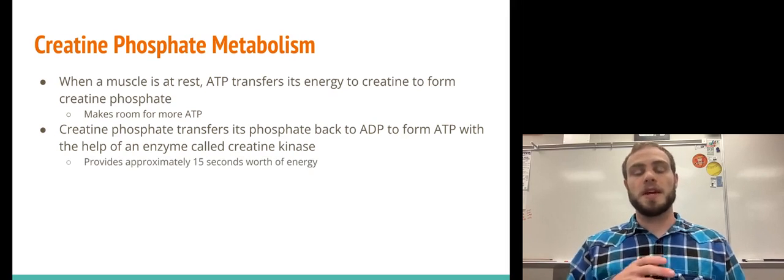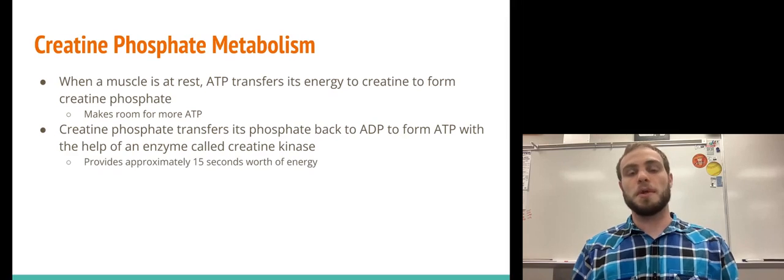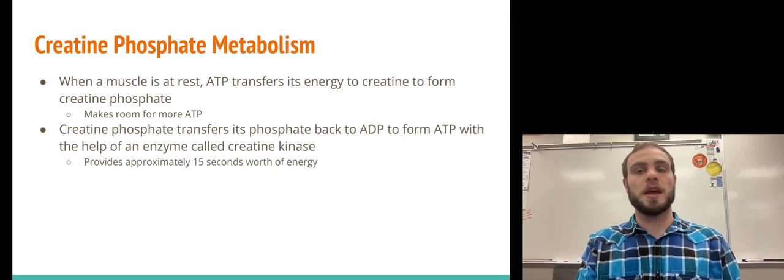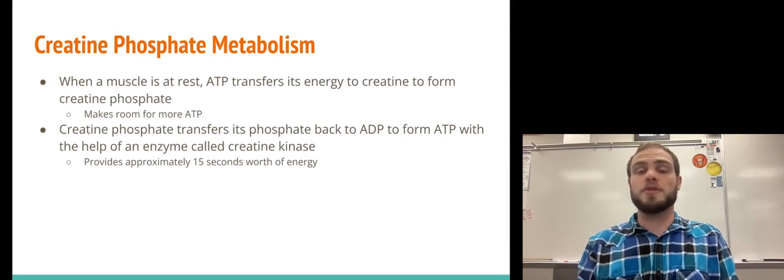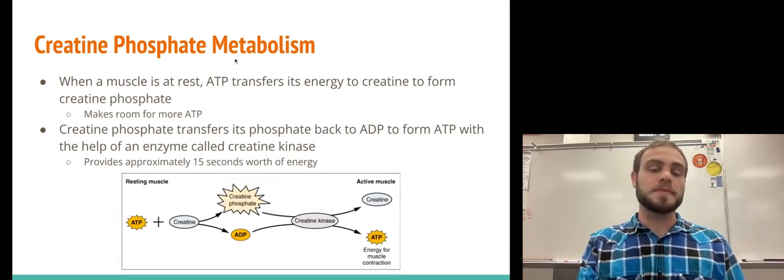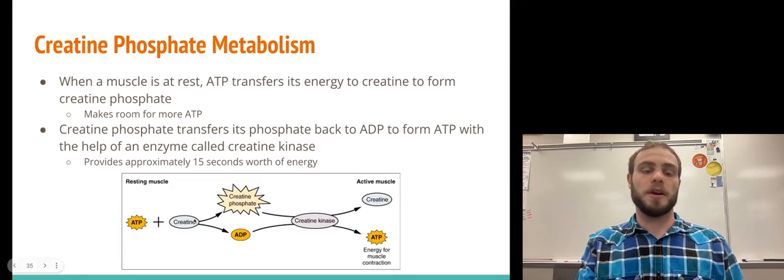So creatine phosphate is how your muscle cells like to store phosphate molecules. And it's going to provide approximately 15 seconds worth of energy for a muscle contraction. If you go much longer than 15 seconds, a lot of those muscles, if they're fully contracted for those full 15 seconds, start to get very fatigued. And they start having to use other metabolic pathways in order to acquire energy.